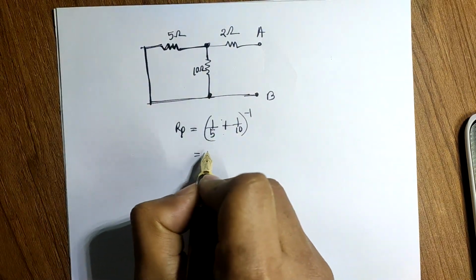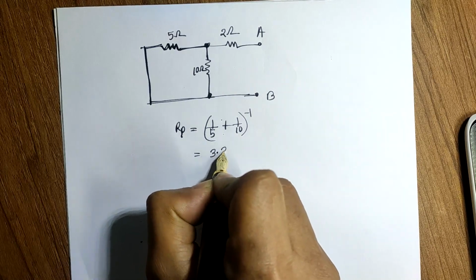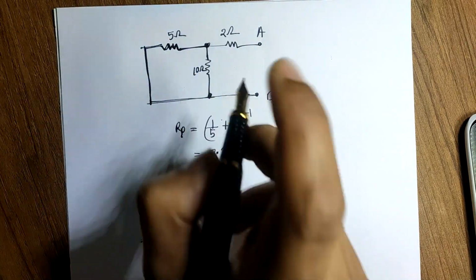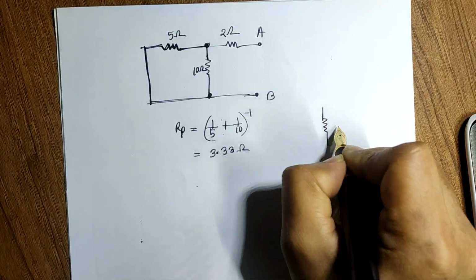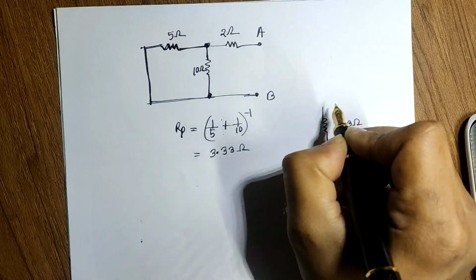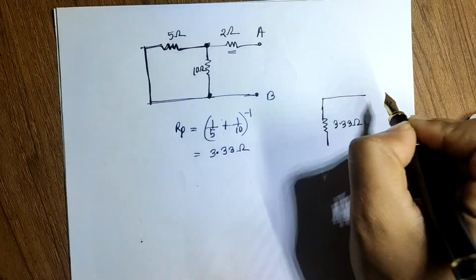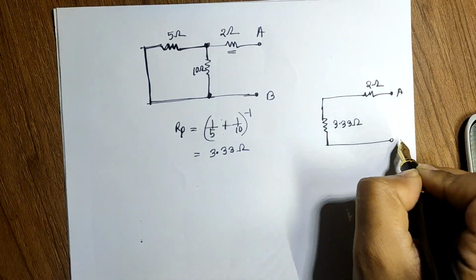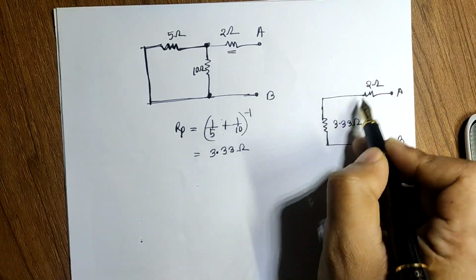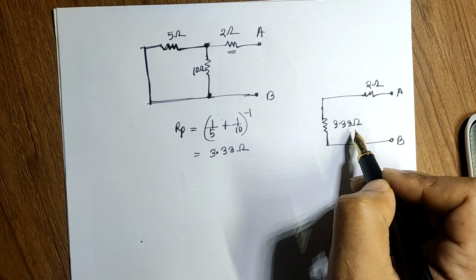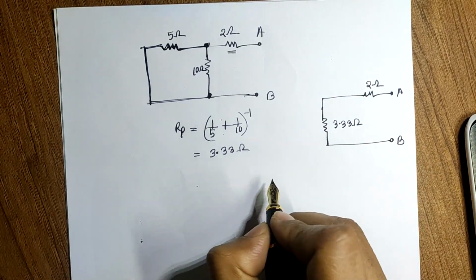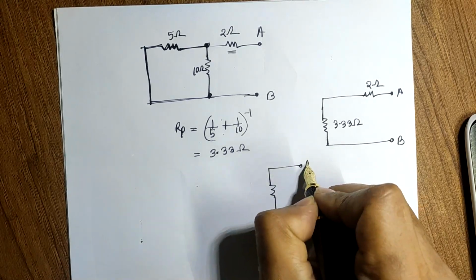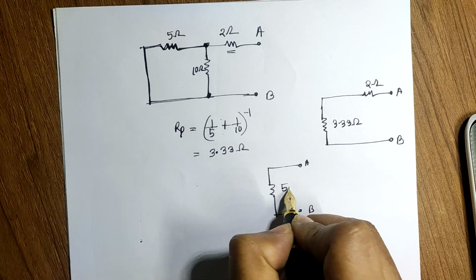And that will give me 3.33 ohm resistance. That means now I can replace these two resistances with just one resistance of 3.33 ohm, and there was a 2 ohm resistance intact here at terminal A, and this is my terminal B. So now these two resistances are in series, so 2 plus 3.33 will give you a 5.33 ohm resistance. That means across my terminals A and B, the equivalent resistance is 5.33 ohm.